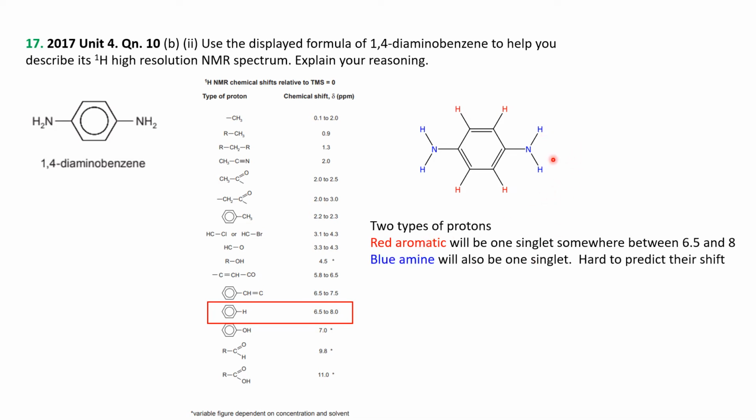The blue amine ones will also be a singlet because the nitrogen goes to a carbon that has no protons in it. But you'll see here nowhere in your beautiful little data sheet does it list NH, because NH peaks are going to be very spread out all over the place depending upon the level of hydrogen bonding. So it's very hard to predict where these will shift to.